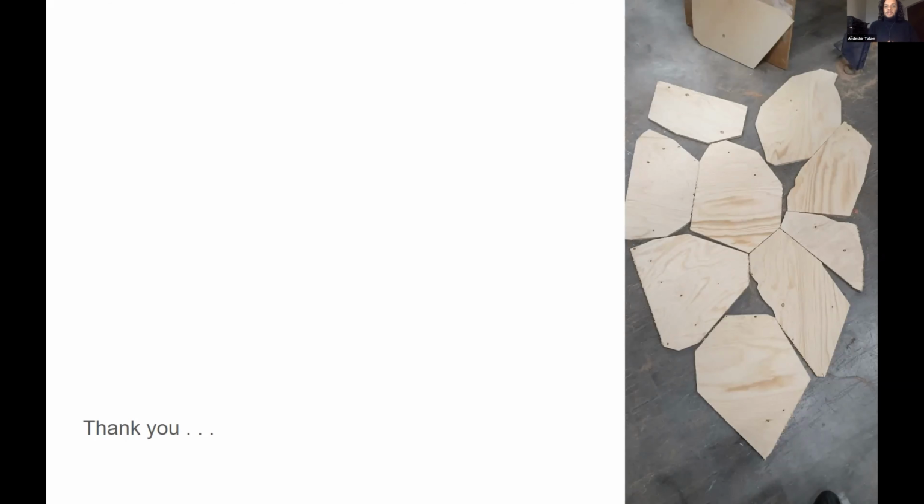We also cut the pieces, physically cut them through a robotic fabrication process, but we never really assembled them because there was one big part missing, which is the joinery system. How are we going to join these pieces together?